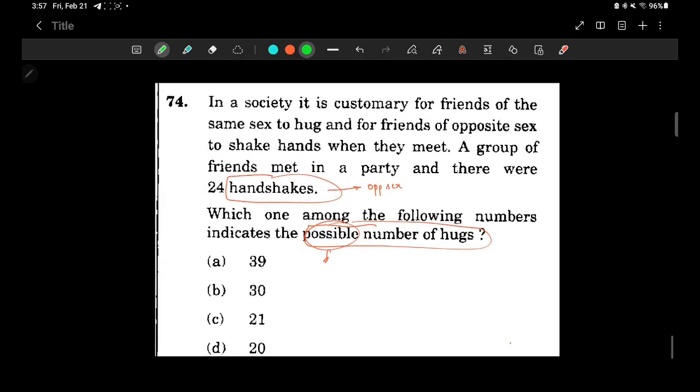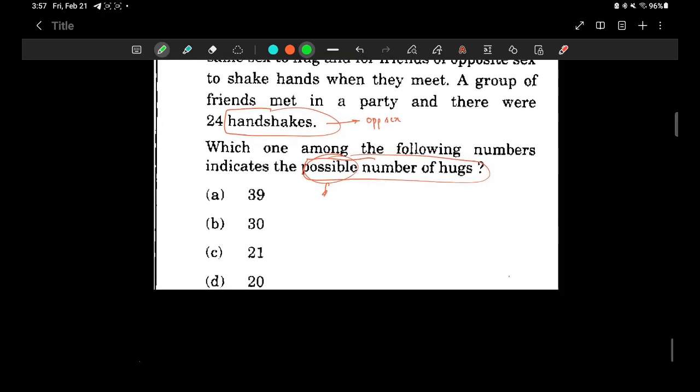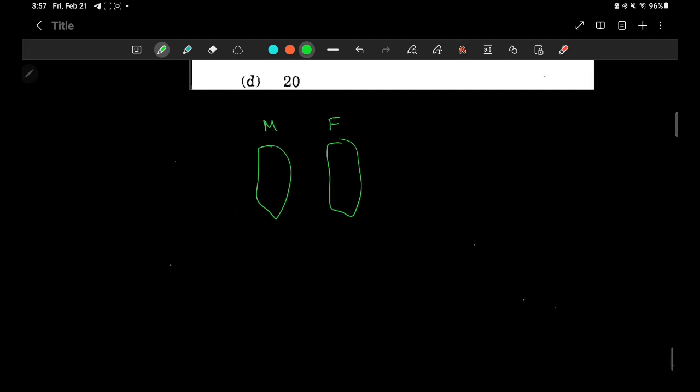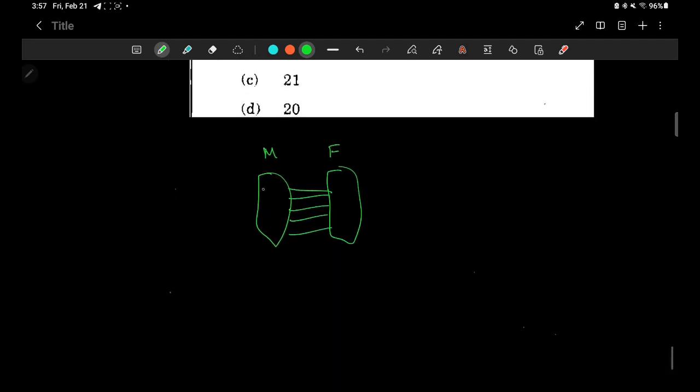In a society, it is customary for friends of the same sex to hug and an opposite sex to shake hands. In a group of friends meet, there were 24 handshakes. 24 handshakes means it is of the opposite sex. So males and females are there. Some males are there and then some females are there. They are going to handshake. We need to find the number of males here and the number of females here.